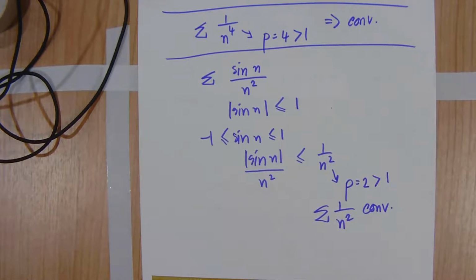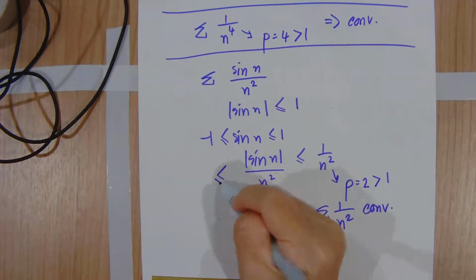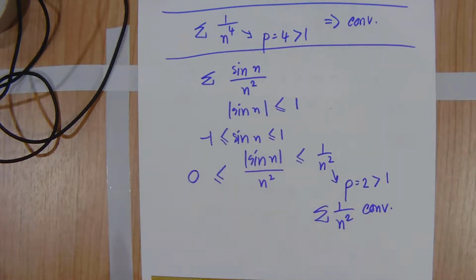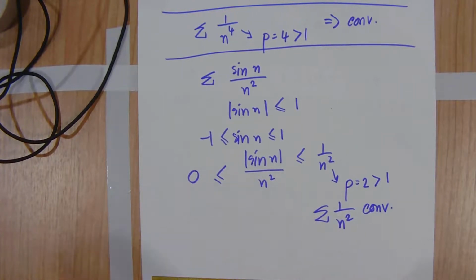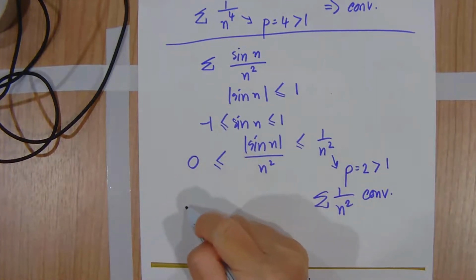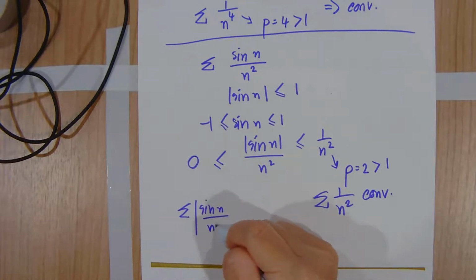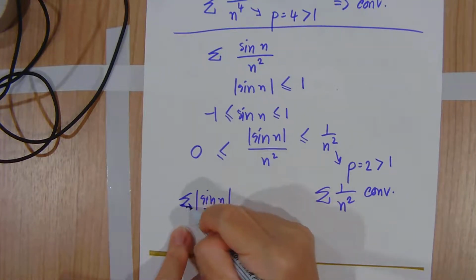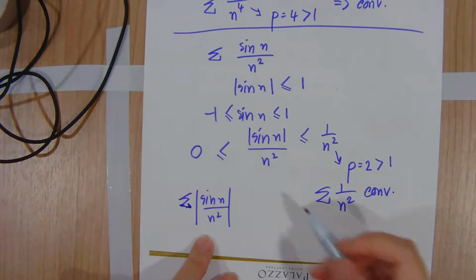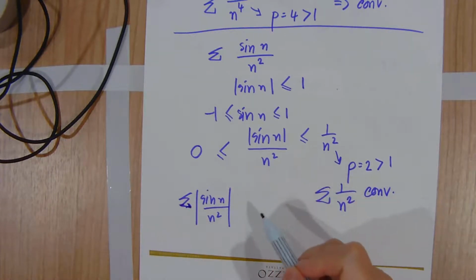And one thing that we have to check before using the limit comparison test is that your term is positive. So we will find the summation of the absolute value of this term, and then we compare, using the comparison test, to this term.